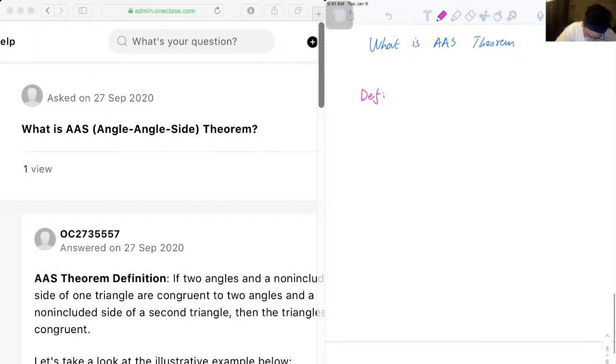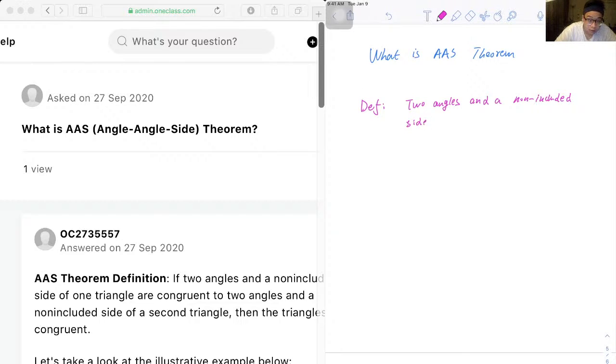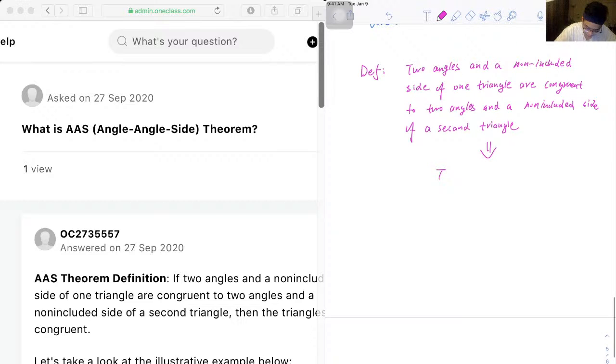So if two angles and a non-included side of one triangle are congruent to two angles and a non-included side of a second triangle, then we can conclude that the triangles are congruent.